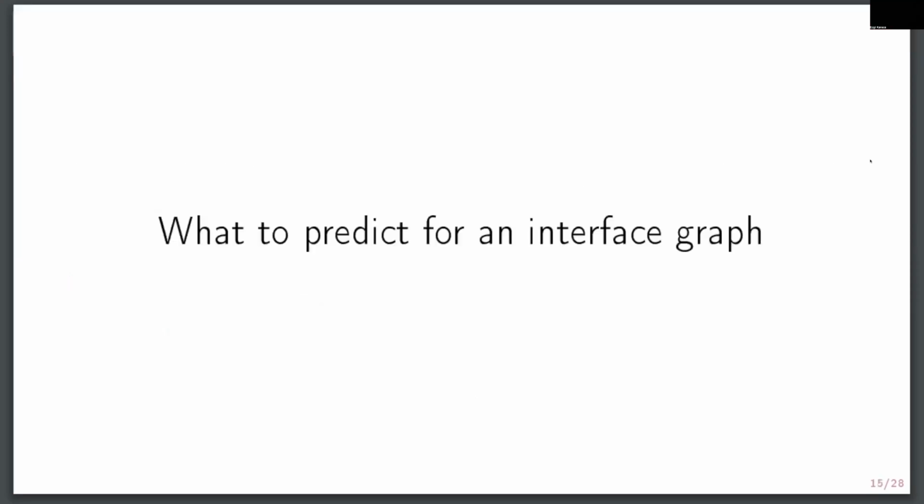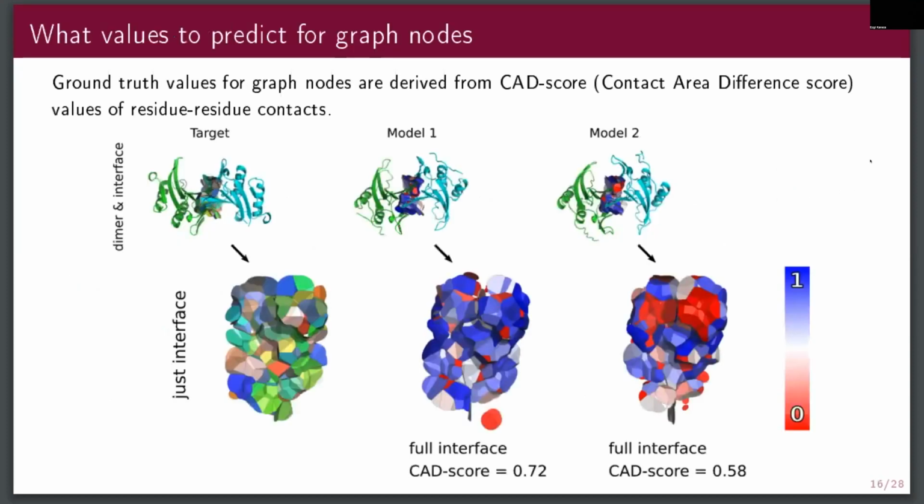Now, what do we want to predict? We want to predict actually CAD-score values for inter-residue contacts. So we go to the inter-residue contact graph, and we can derive ground truth by comparing model, good or bad, to a target structure, and then we can have a CAD-score value for every contact. Here is the coloring, and basically we want to predict CAD-scores of contacts.